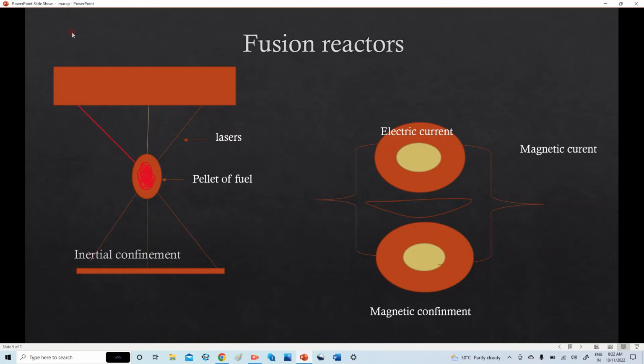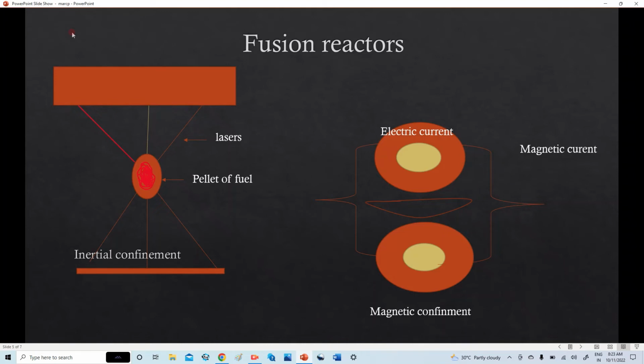Inertial confinement uses lasers to heat up a pellet of fuel, making it hot enough to fuse. Now, the second way is magnetic confinement, which uses an electric current, making it hot enough to fuse the plasma, which would make it release energy. One project, like ITER in France, uses the magnetic confinement method. However, one of the most powerful lasers in the world, which is in the USA, is used for fusion experiments.